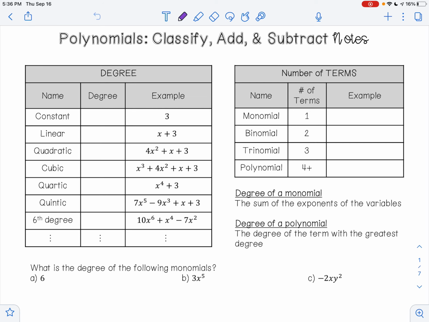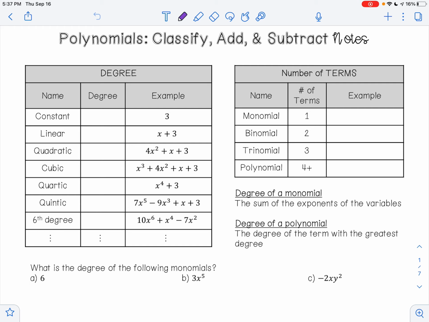Today we're going to be talking about classifying, adding, and subtracting polynomials. All of what we do today should be reviewed from Algebra 1. If you have any questions, make sure that you are asking those so that you are not falling behind. So the first thing that we're going to talk about is classifying polynomials.